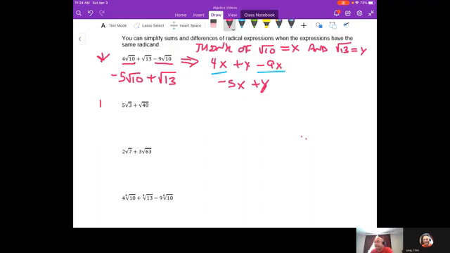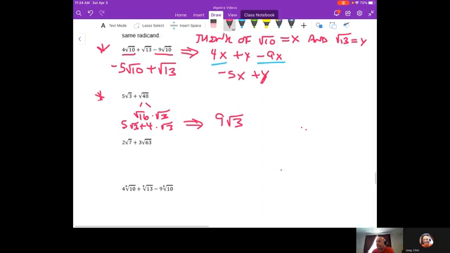In this next example here, we have 5 times the square root of 3 plus the square root of 48. We should recognize that we can simplify the square root of 48 to be the square root of 16 times the square root of 3, which then ends up being 4 times the square root of 3. And then here we have 5 times the square root of 3. So now we can add those together to end up with 9 times the square root of 3. Okay, so that was that one.